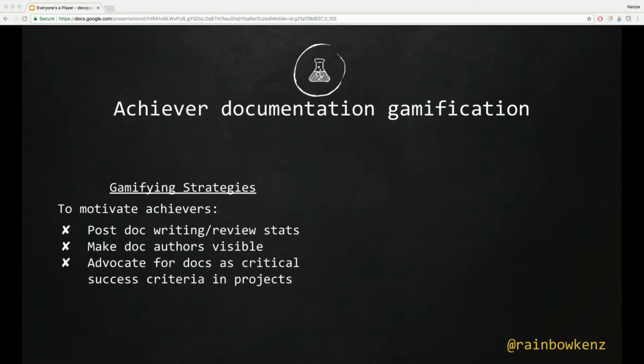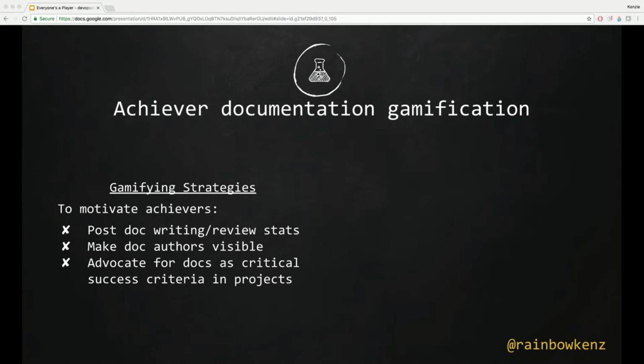Of course, the biggest gamification strategy I suggest is to not let writing documentation be an optional side quest. Having user support docs in place before launch needs to be a critical success criterion. That's probably a whole other half-hour talk contained in that one bullet, I acknowledge to you.